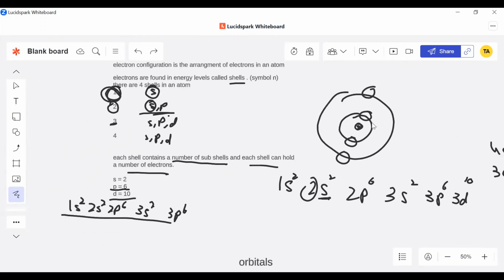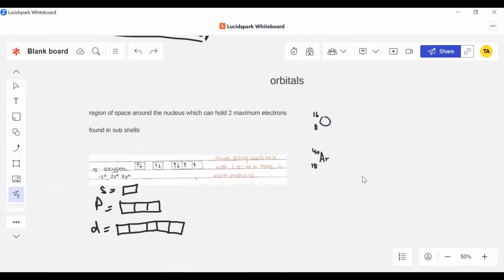Now I go to the orbitals. So what are orbitals? Orbitals are regions of space around the nucleus which can hold a maximum of two electrons. So let's say I have this nucleus, right? Then this is the electron configuration where this is the first shell. The first shell has the S subshell, and this subshell can hold a maximum of 2 electrons. Now, how do I fill orbitals?